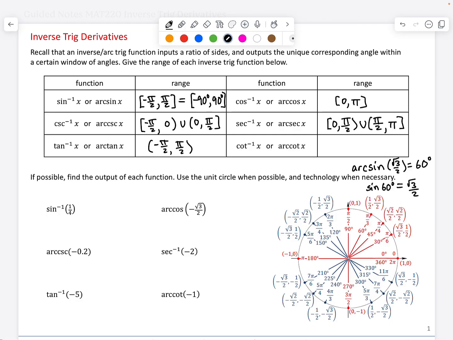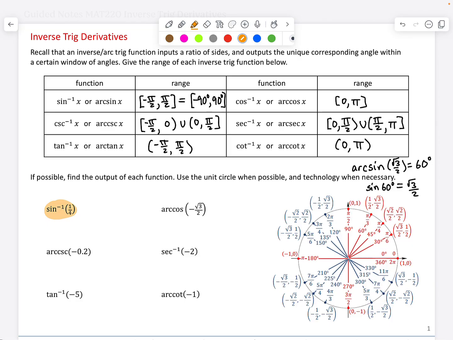And for arc cotangent, cotangent is undefined at 0 and pi, so we're going to have an open interval for its range, again, quadrants 1 and 2. These three inverse trig functions focus on the top half of the unit circle, giving positive angles somewhere in the first or second quadrant. If possible, find the output of each function. Use the unit circle when possible and technology when necessary.